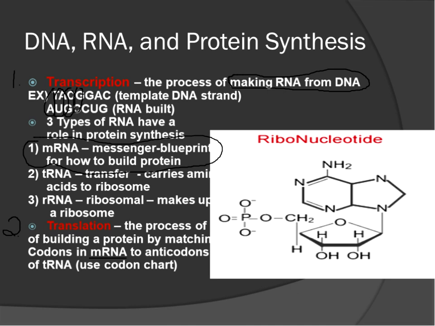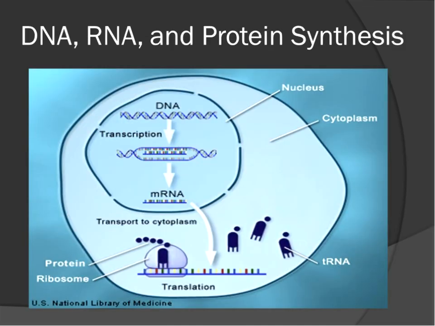Translation is the second half. Now you have messenger RNA, and that is going to be decoded or translated to build a protein. So the goal for everything in transcription and translation is to build a protein. Transcription's first. That's where you start with DNA and you make the messenger RNA code. Translation is second. That's where you use the code to translate to build a protein.